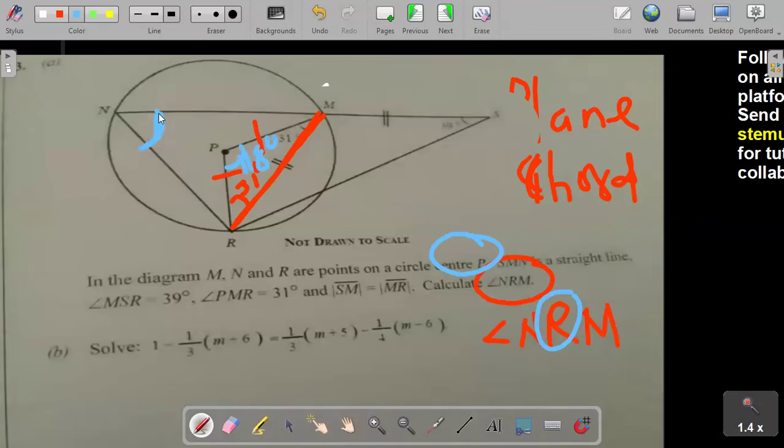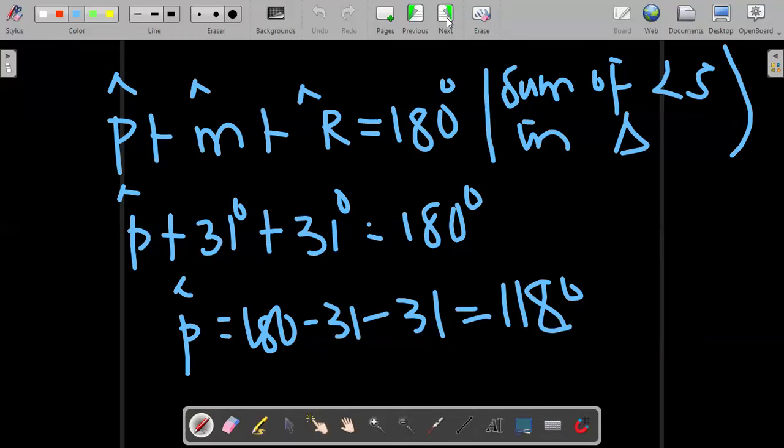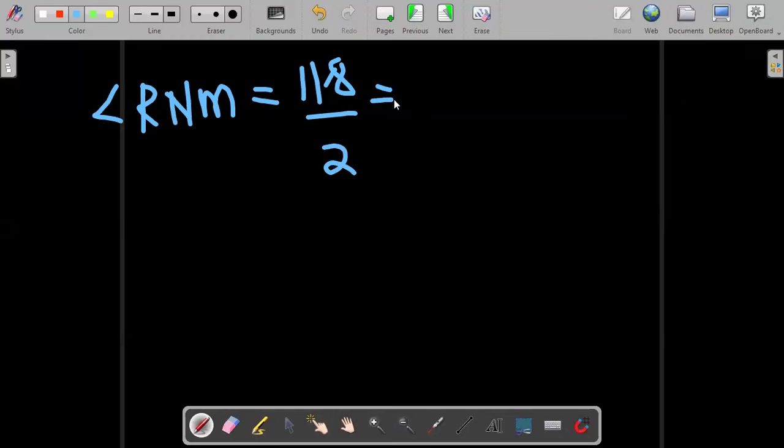There's a theorem in circle geometry that says the angle at the center is 2 times the angle at the circumference, because N is the circumference. So my angle RNM will be 118 divided by 2. What's it giving us? That will give us 59 degrees.